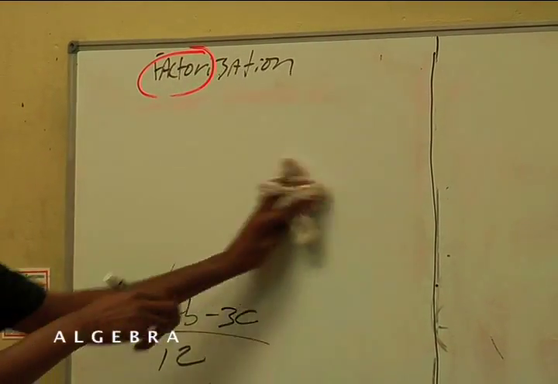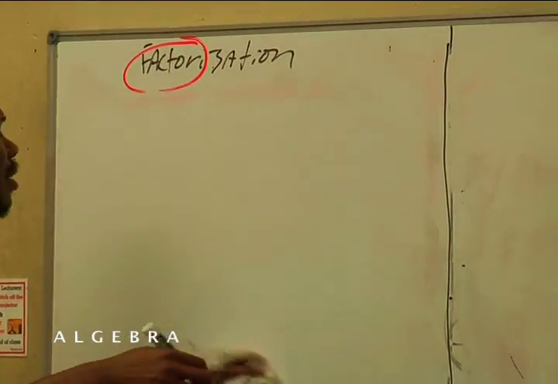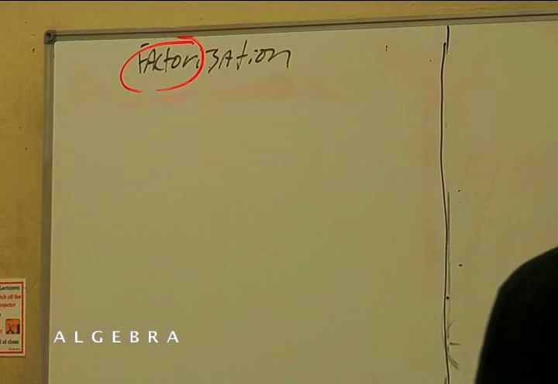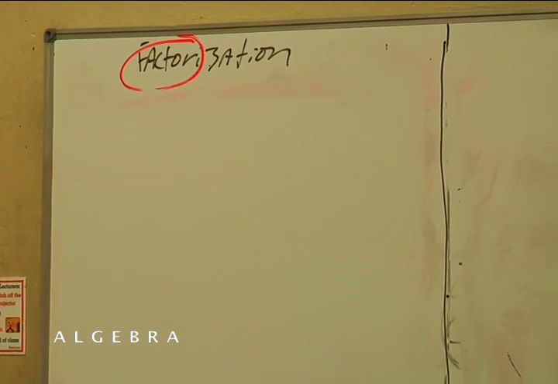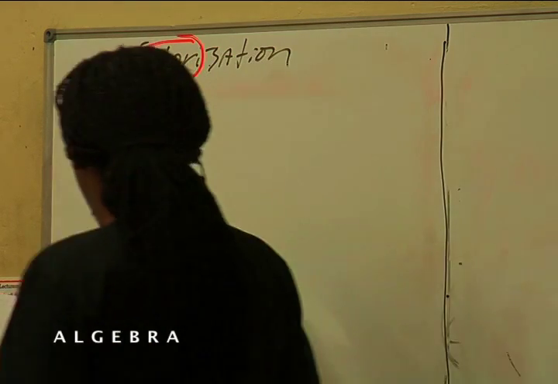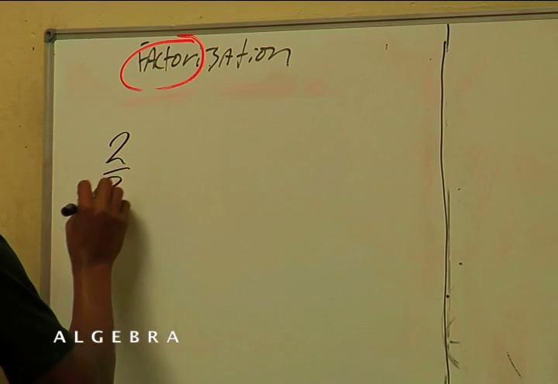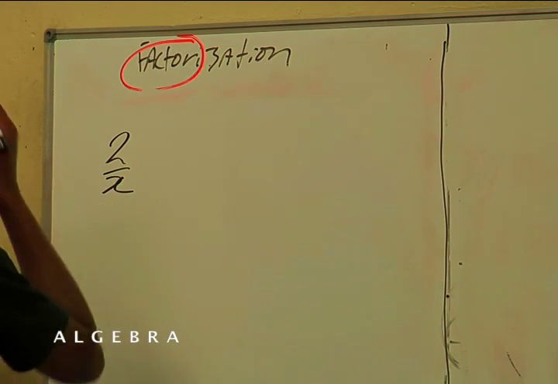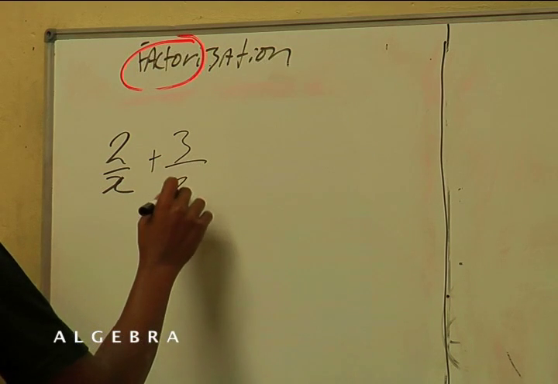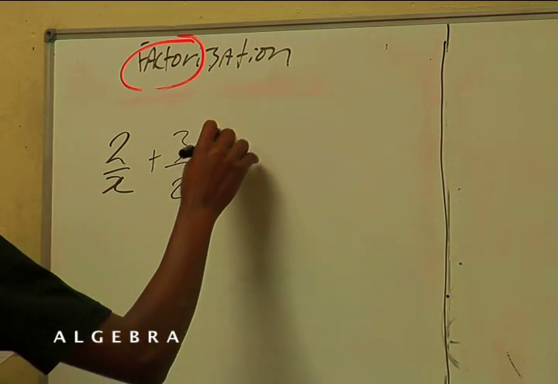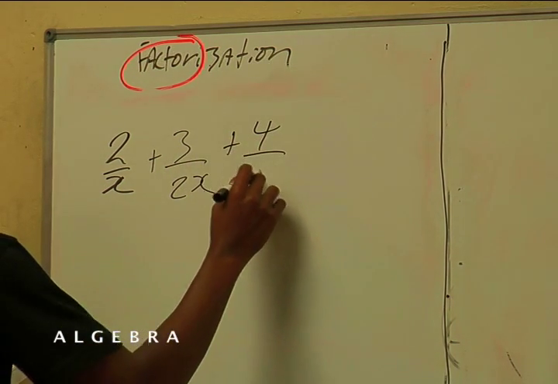Come again now. 2 over x plus 3 over 2x plus 4 over 3x.